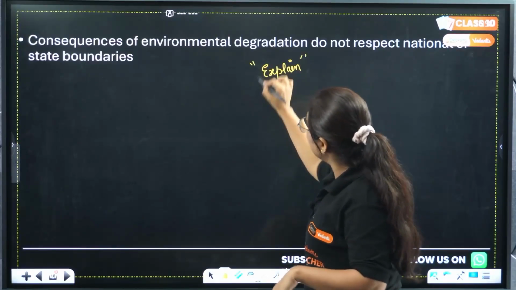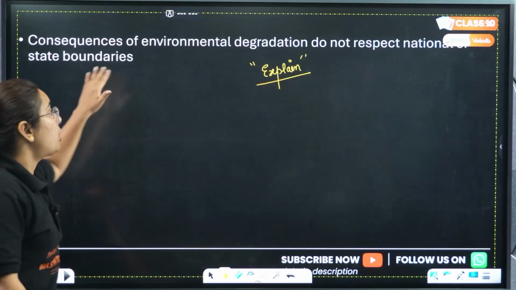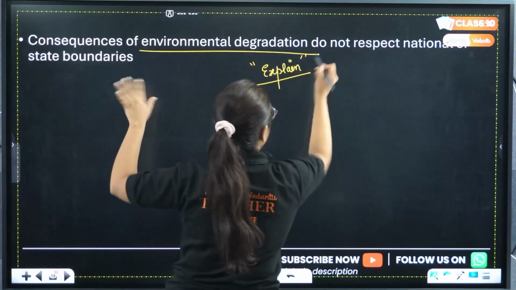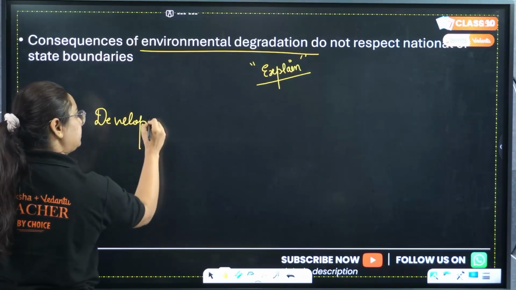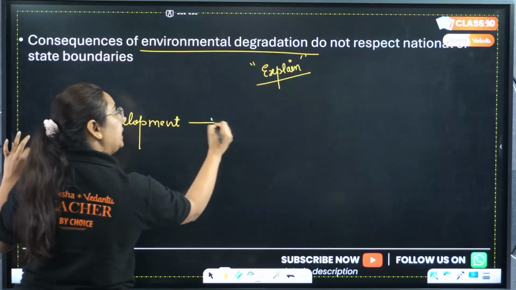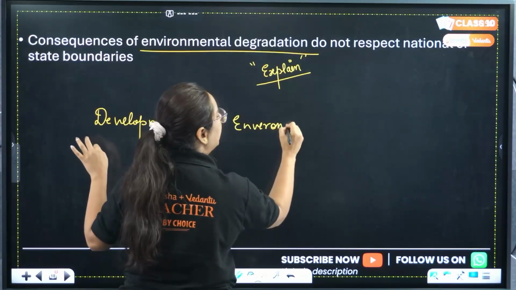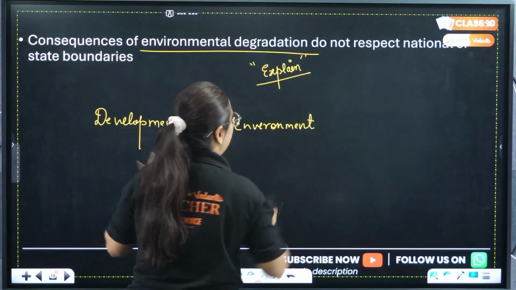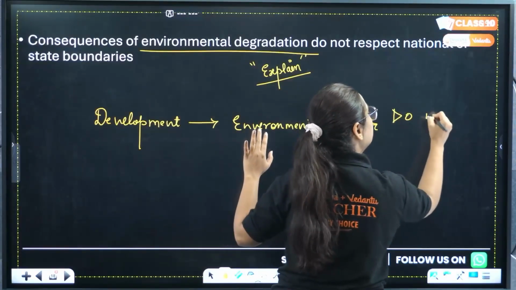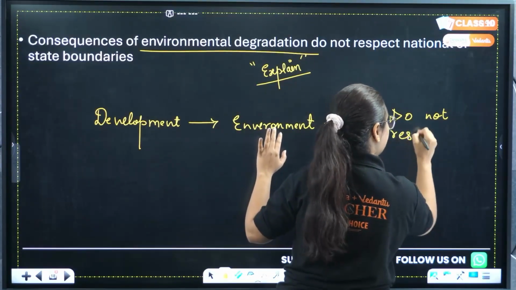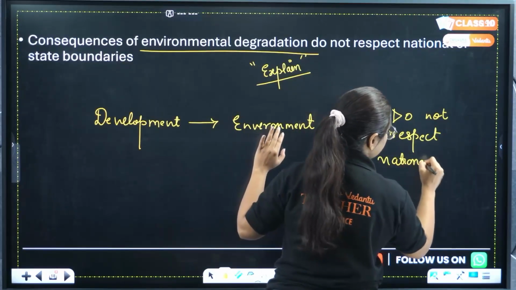So, one single line is written at the end of the chapter in the paragraph: the consequences of environmental degradation. We know that as we are doing development, we are degrading our environment. What are we degrading? We are degrading the environment day by day. Whenever there is environmental degradation, it does not respect the national boundary or the state boundary.